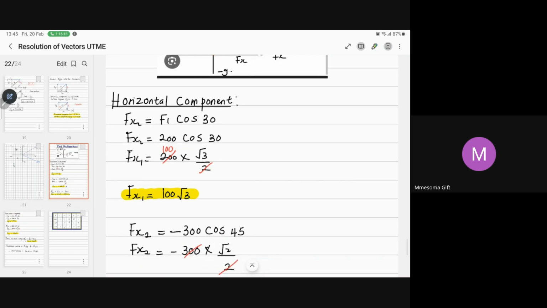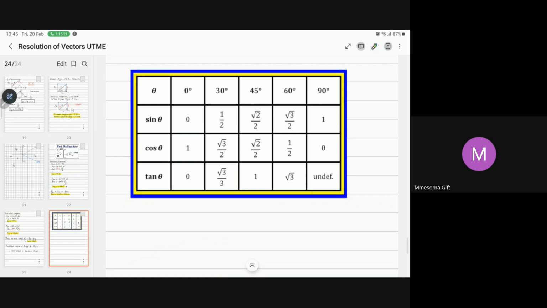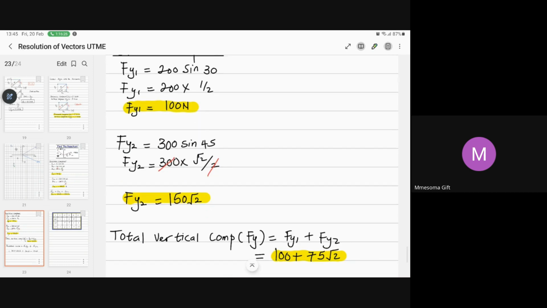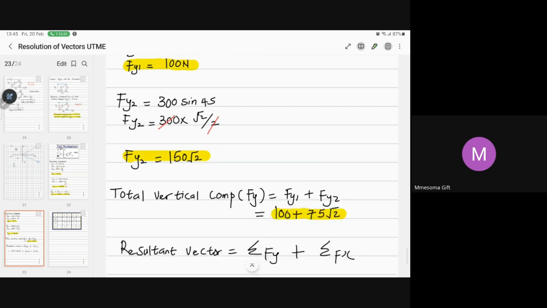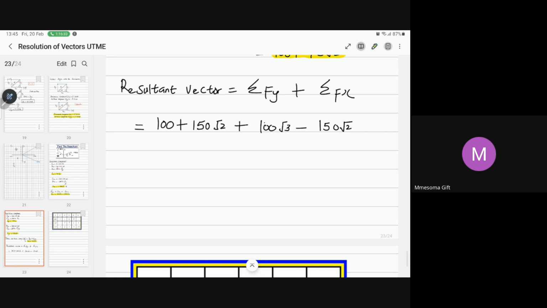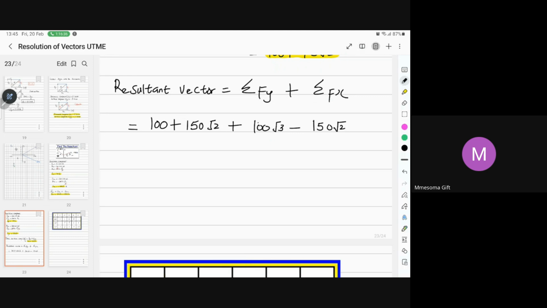Fy, so cos 30 was root 3 over 2, right? And then we'll simplify right here. I have sine 30, Fy components. So I had sine 30, that gave me 100. This one gave me 150 root 2. So let's collect like terms for the resultant vector. So that will now be equal to 100, I'll bring up 150 root 2 minus 150 root 2 plus 100, right?